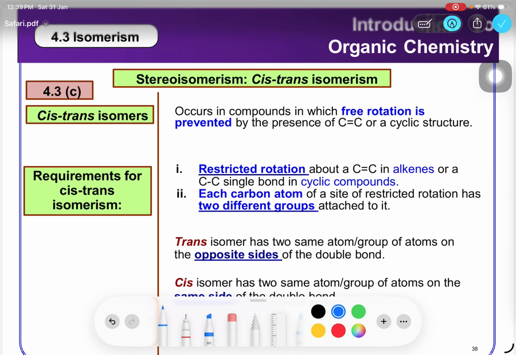Cis-trans isomers need to fulfill two requirements. The first one is that it consists of a carbon-carbon double bond, or a carbon-carbon single bond but it must be in a cyclic compound. Why? Because if they fulfill this requirement, they will show restricted rotation. Next, each carbon here must attach to two different groups.